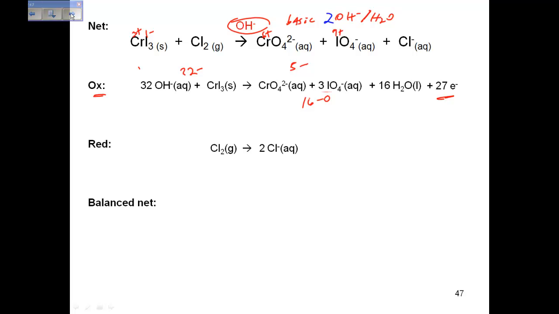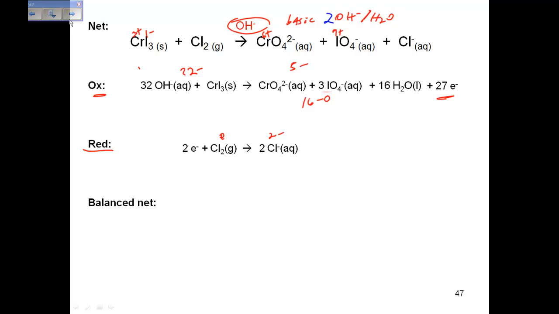The reduction, got a total of 0 on my reactant side and 2 minus on my product side. So I need to balance that by putting 2 electrons on my reactant side, which makes sense because it's a reduction.